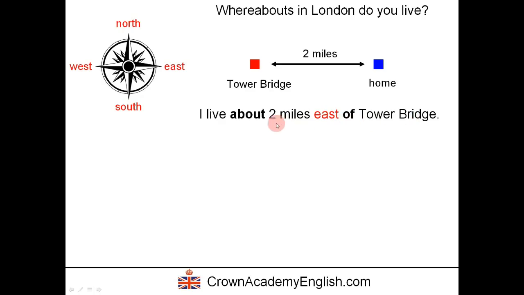So we give the distance, then we give the compass point, east, and then we say of. So it's the distance east of another place, Tower Bridge. And the word about means approximately. It's approximately 2 miles. We're not sure if it is exactly 2 miles, but it is about 2 miles. So, I live about 2 miles east of Tower Bridge.